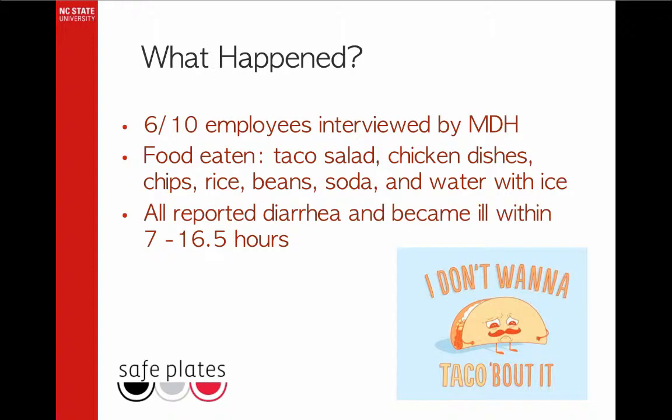They all had diarrhea around the same time, the earliest having symptoms 7 hours after eating at the restaurant, and the latest almost 17 hours after eating at the restaurant. Interviews showed that 6 of the 10 workers who had gotten sick had eaten very similar foods, including taco salads, chicken dishes, rice, beans, soda, chips, and water with ice. This list has lots of different things, but nothing that was very obviously in common among the ill workers.